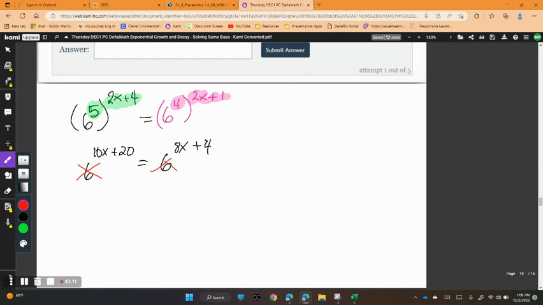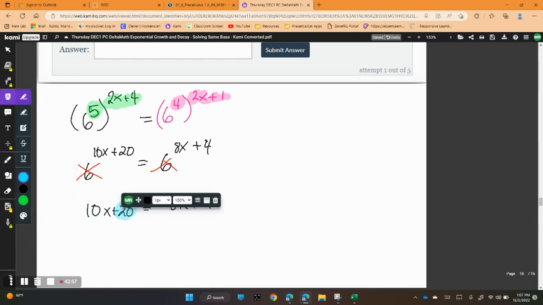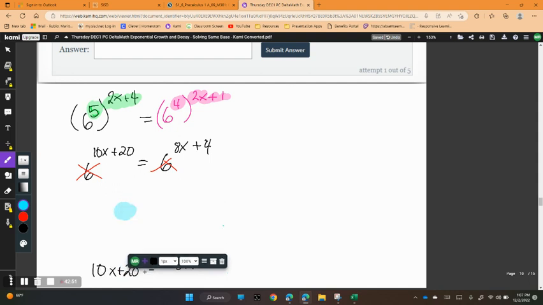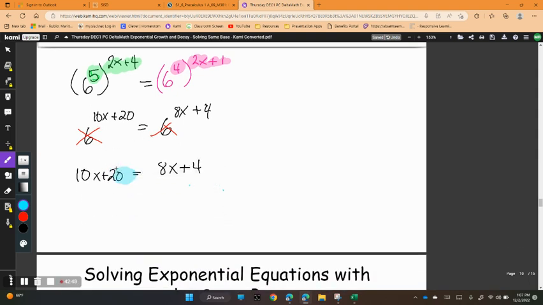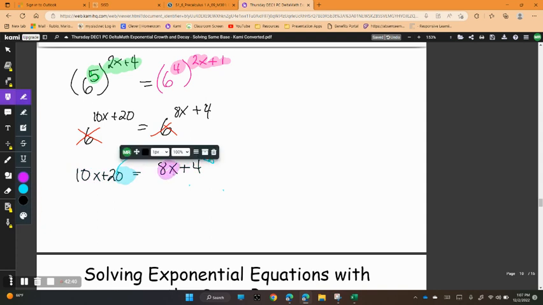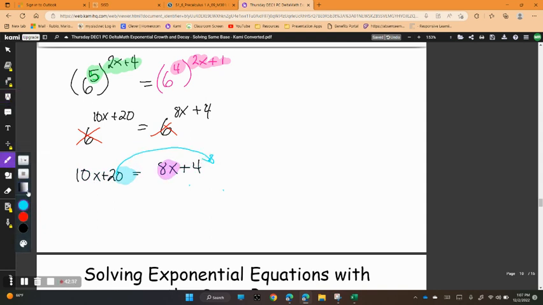So here's the deal. The bases cancel each other out, and we can write the exponents equal to each other. Now this is just solving for x, isolating x. We've got 2 moves that we need to make here. We need to bring this 20 to the other side. And we need to bring this 8x over to this side. So we're going to do 2 different moves here.